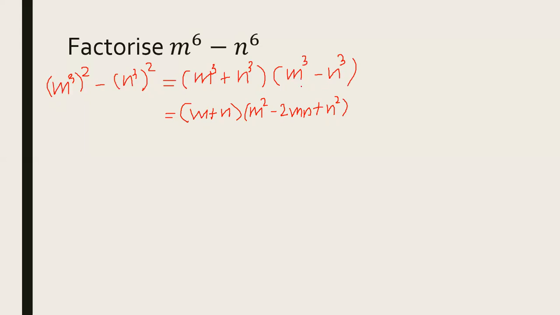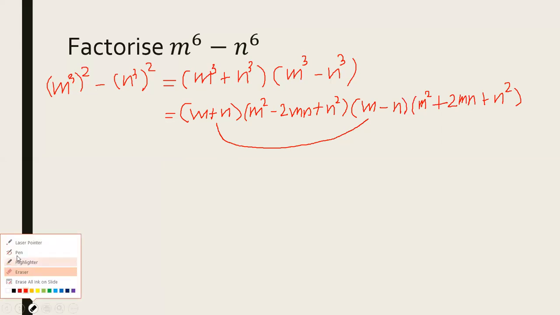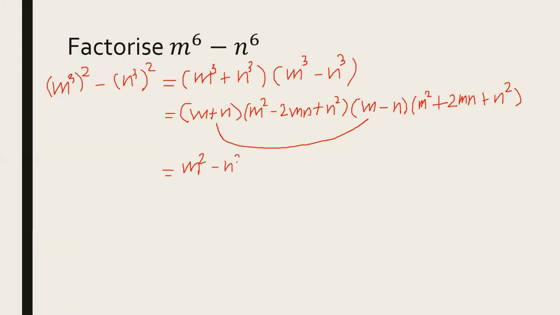Now we are going to factorize these expressions. This term becomes m minus n times m squared plus 2mn plus n squared. Look at this term and this term; I'm going to use this space, right? m plus n times m minus n becomes m squared minus n squared, right?